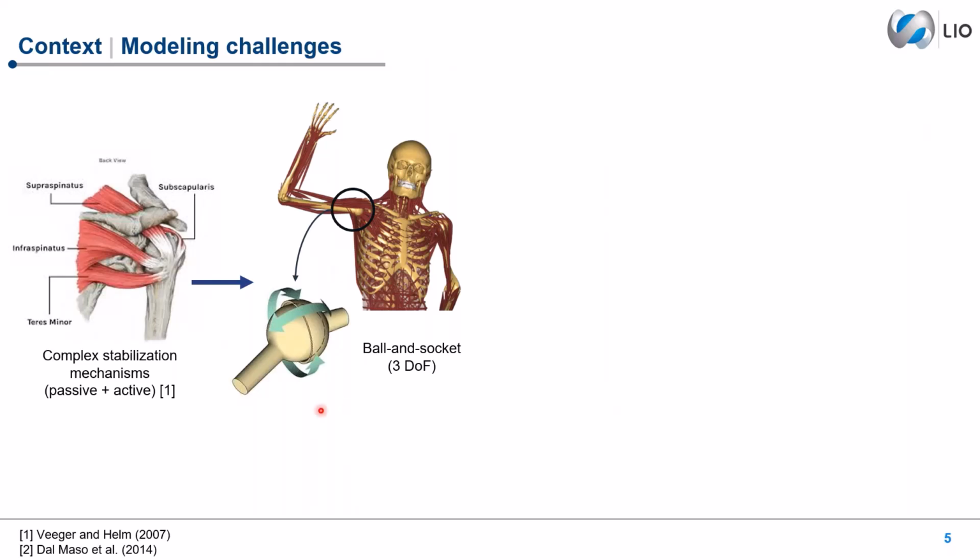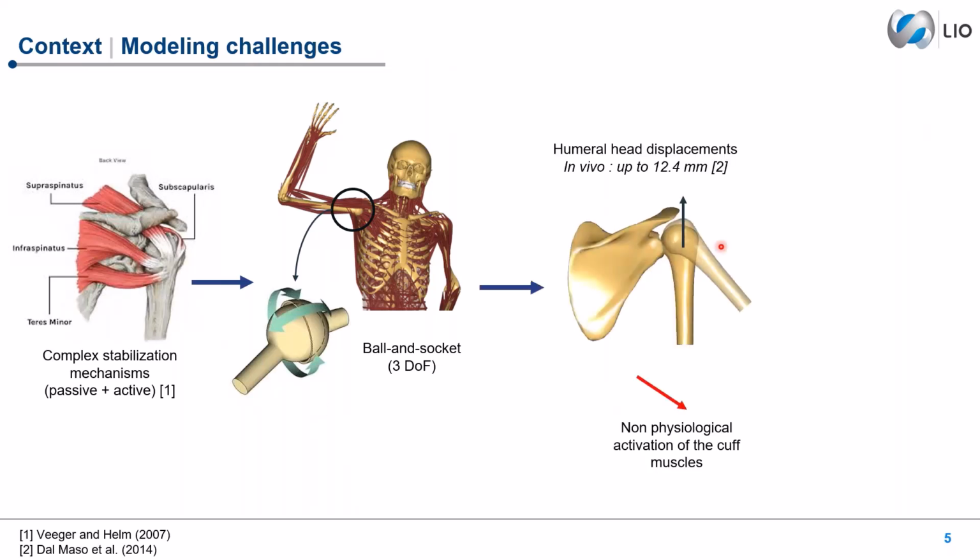So it's only 3 degrees of freedom in rotation. And what this means is that the humeral head translation cannot be simulated, even if it has been measured in vivo, and this results in non-physiological muscle activation patterns. Since a perfect congruence is assumed with a ball and socket joint, rotator cuff muscles are not required to activate in order to stabilize the joint.